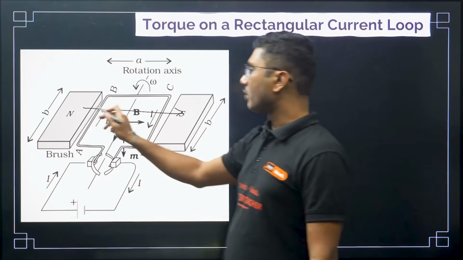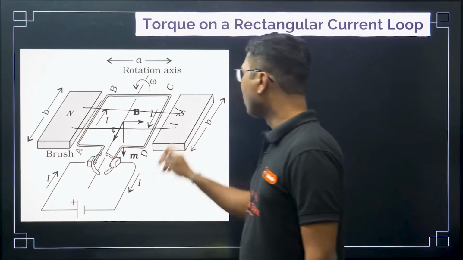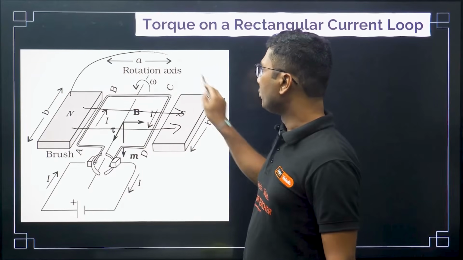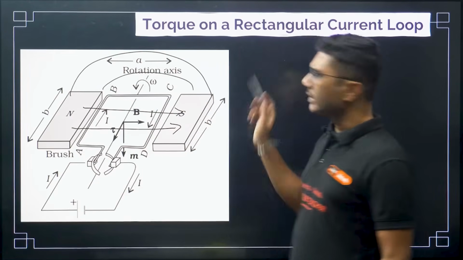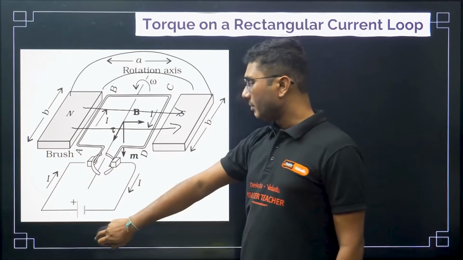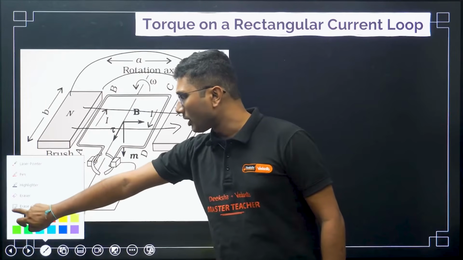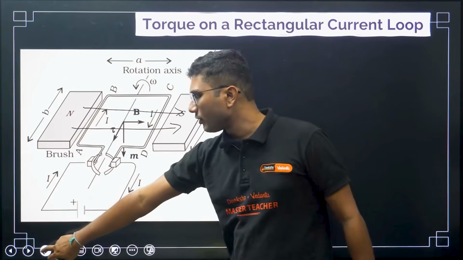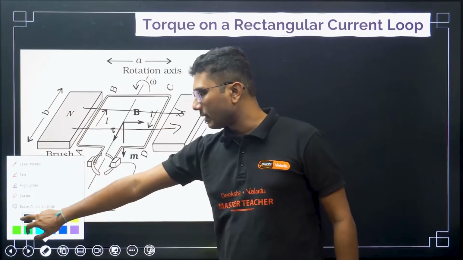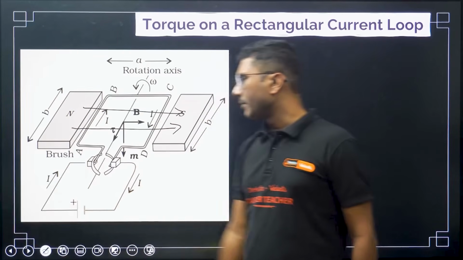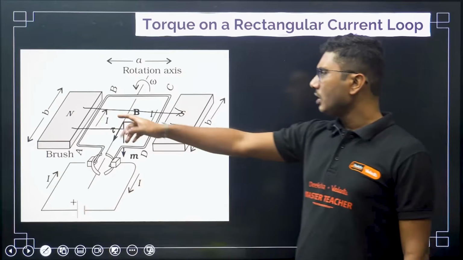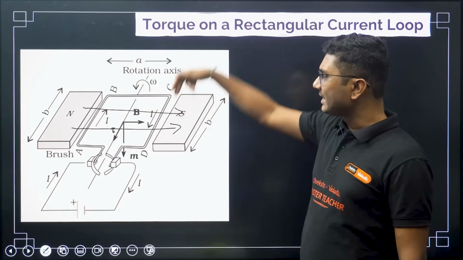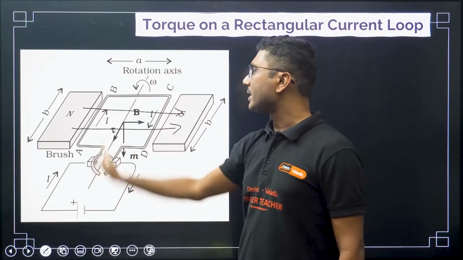We have kept one north pole over here, another south pole over here. Now magnetic monopole is not possible, so you can consider this to be a U-shaped magnet. There are different ways to achieve this, but for now just understand that we have a north pole over here and a south pole over here from a larger magnet. That is the easiest way to remember. So there is a magnetic field acting in this direction. Some current is passing in this direction, and the same current is passing in the opposite direction.